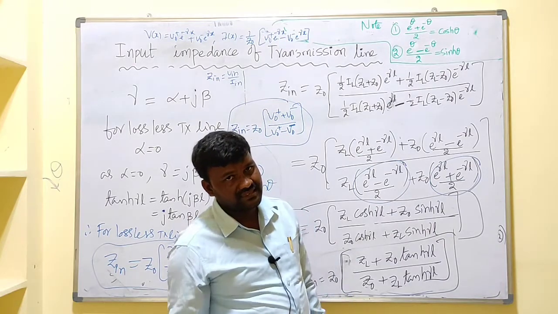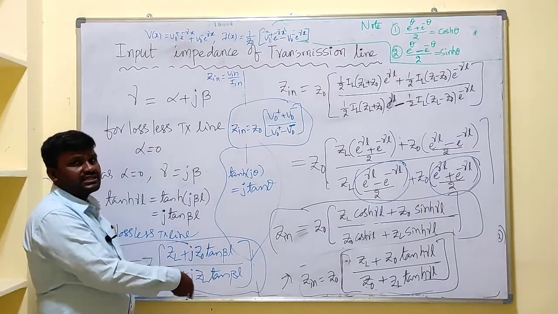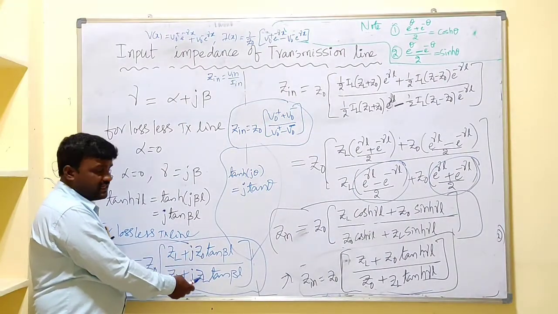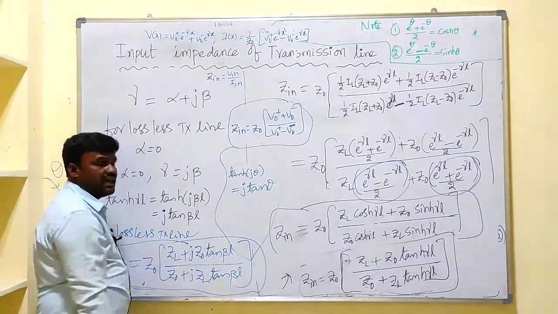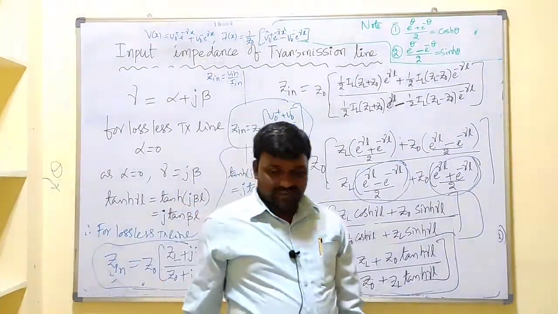In case of the lossless line, we will get expression as Zin equal to Z0 into (ZL plus jZ0 tan βL) by (Z0 plus jZL tan βL). This is all about the input impedance of transmission line.